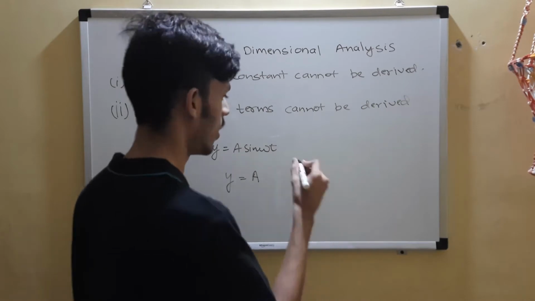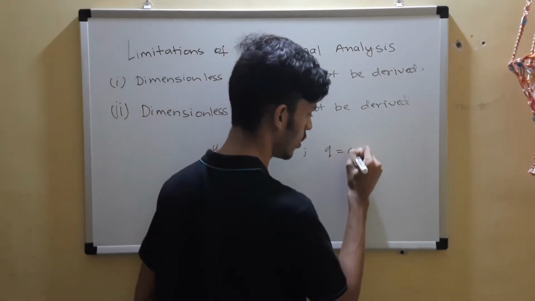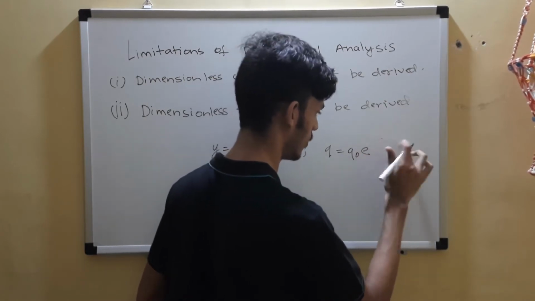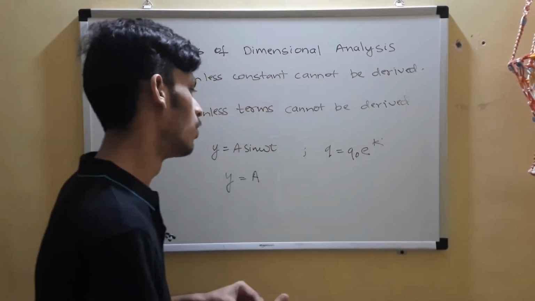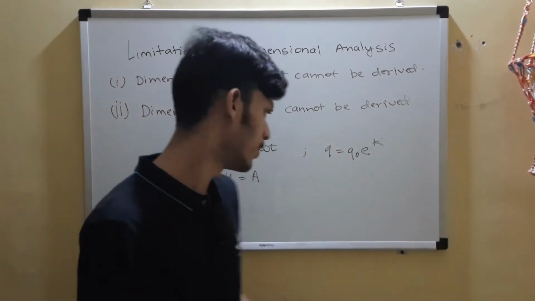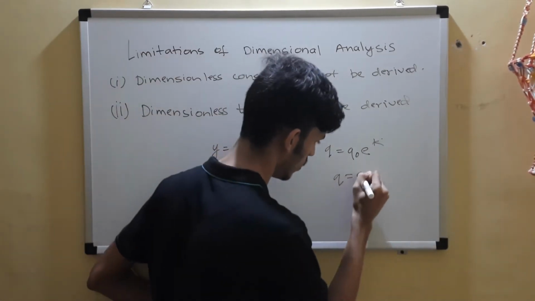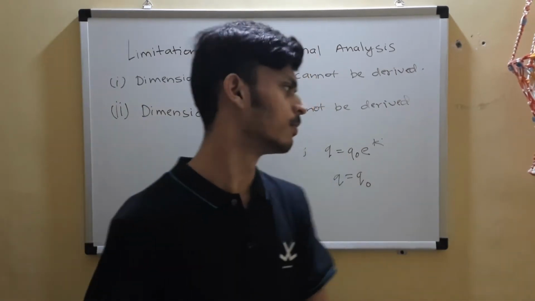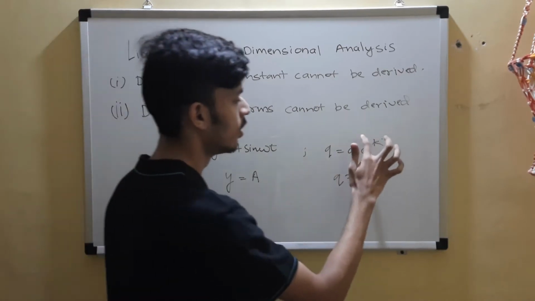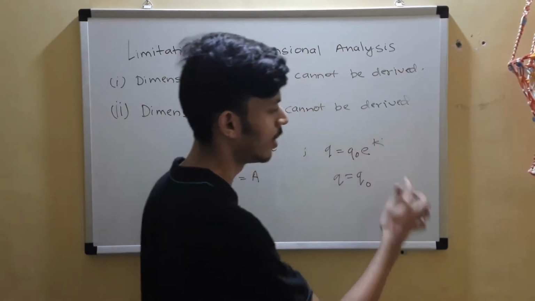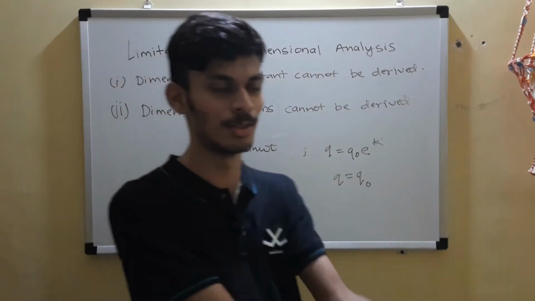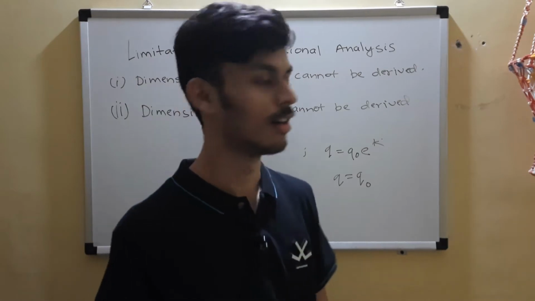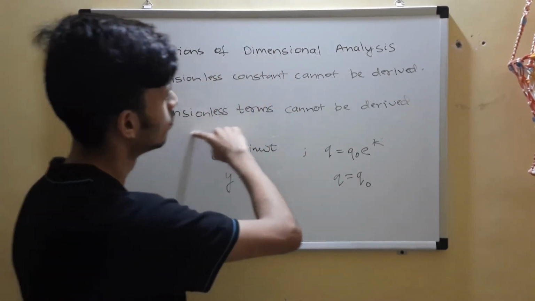Okay, if I have to give you one more example of this, q is equal to q naught e raised to minus t by tau, or let's say k for now. If you try through dimensions, you will reach q is equal to q naught, because you will say both are charge, so they will be equal. Because this is a dimensionless term, through dimensional analysis you cannot conclude that it will be there or won't be there, so that also becomes a limitation.